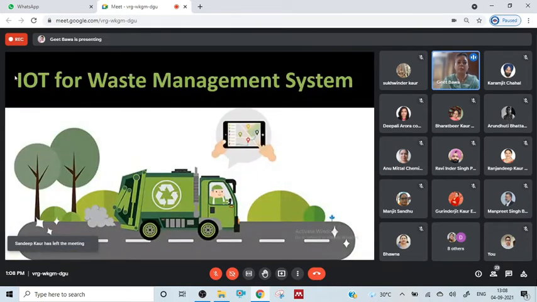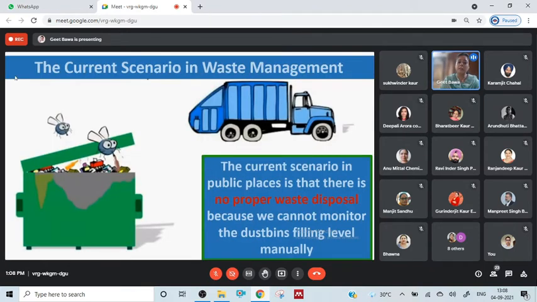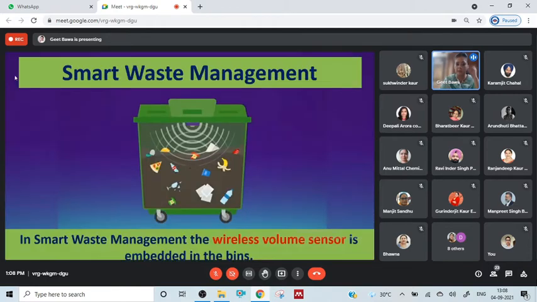So for that, first of all, I'll discuss IoT for waste management system. What is the current scenario in waste management? The current scenario is that in public places, there is no proper waste disposal because we cannot monitor the dustbin filling level manually. So what is the solution? The solution is smart waste management.